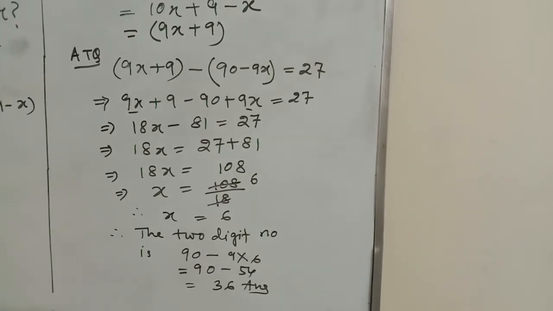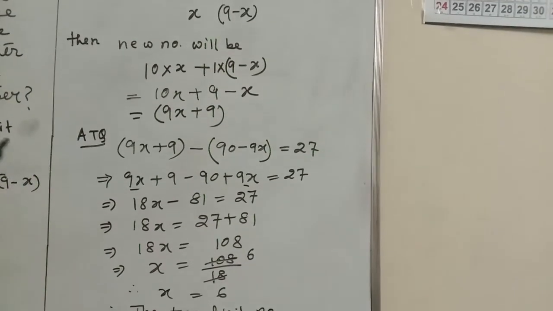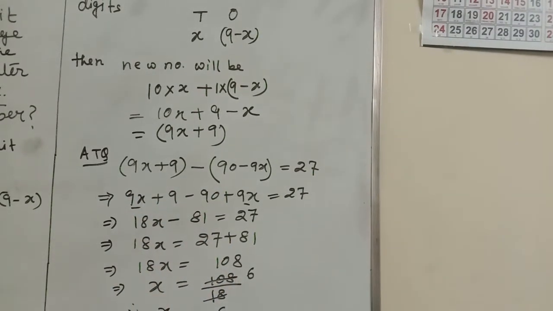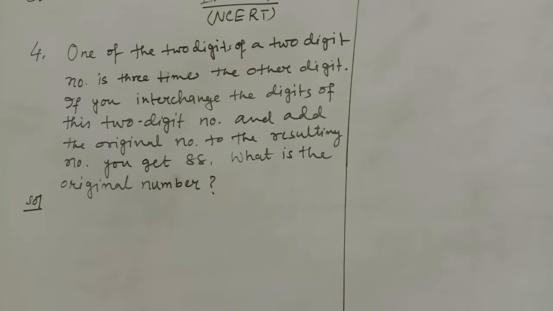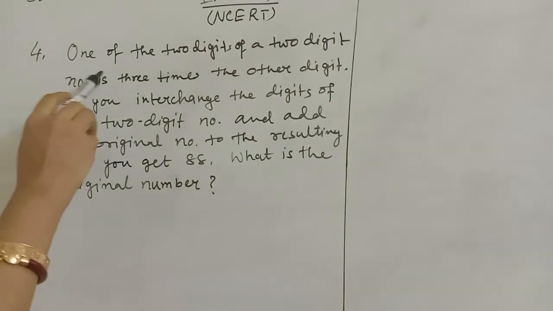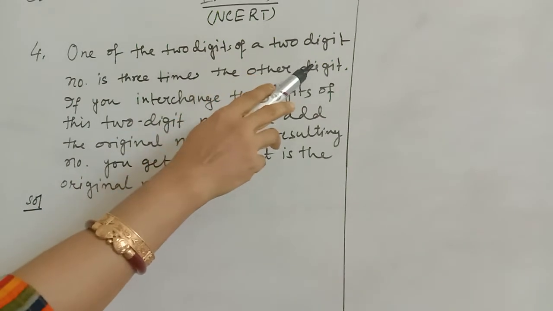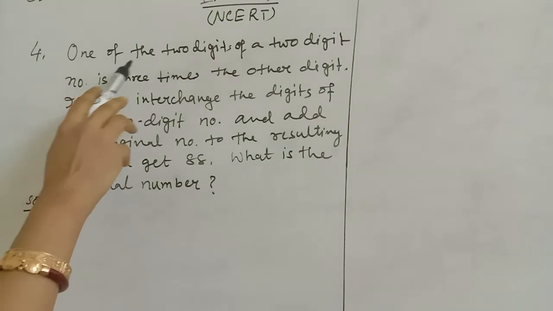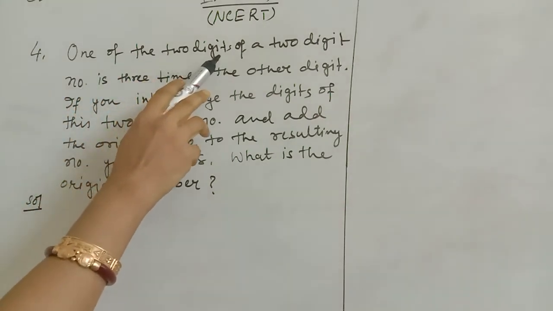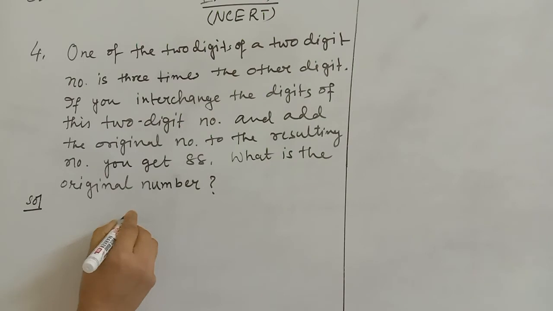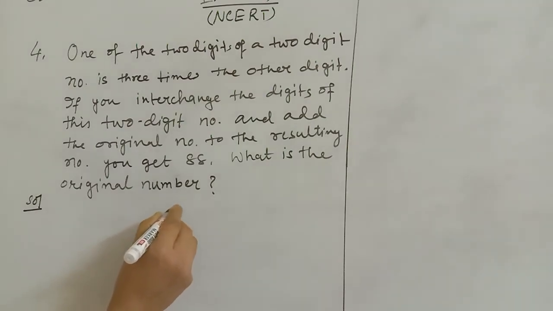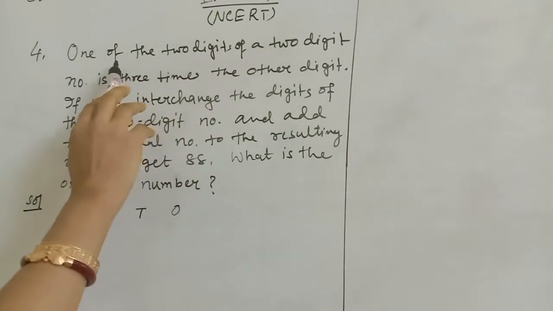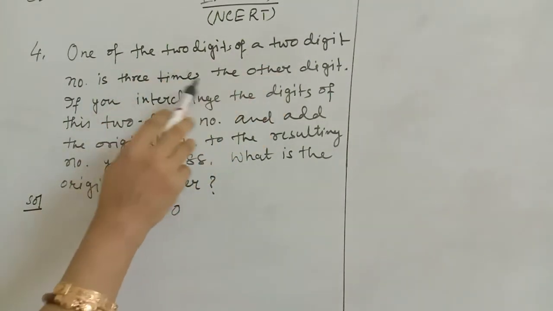Though you are doing this sum the first time, first of all you have to understand the concept, then you practice it. Next sum is question number 4. One of the two digits of a two-digit number is 3 times the other digit. Let the two-digit number have a 1's place and a 10's place. One of the two digits of a two-digit number is 3 times the other.